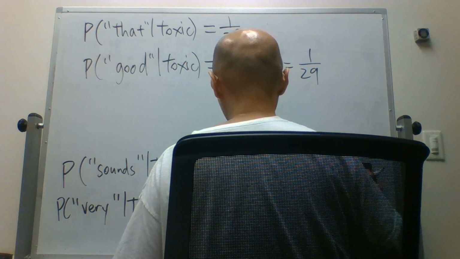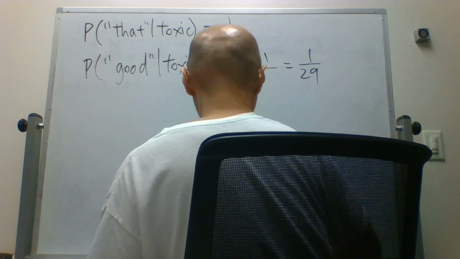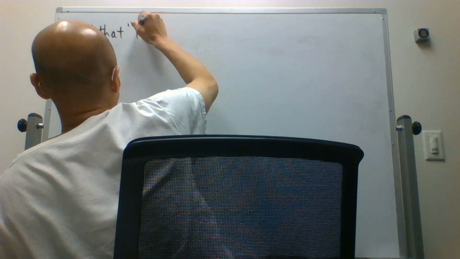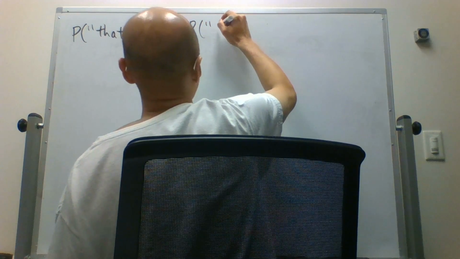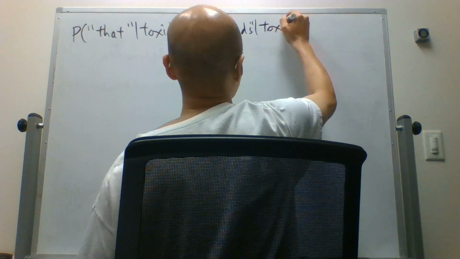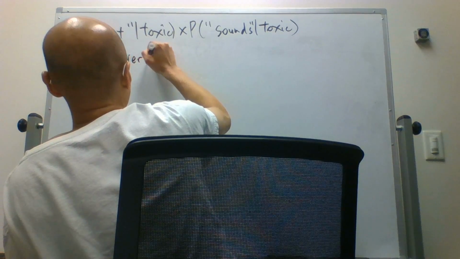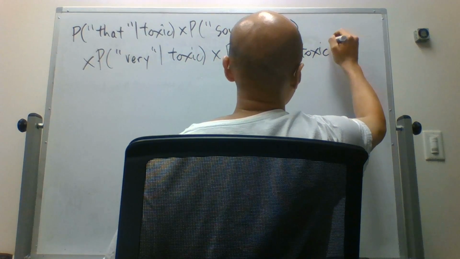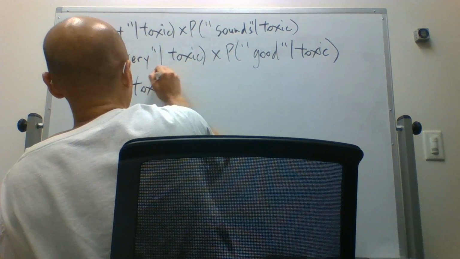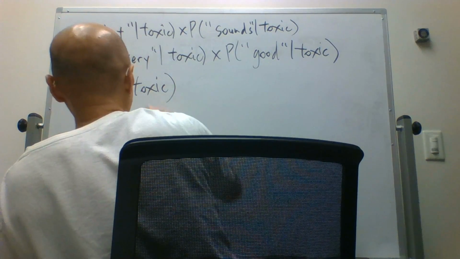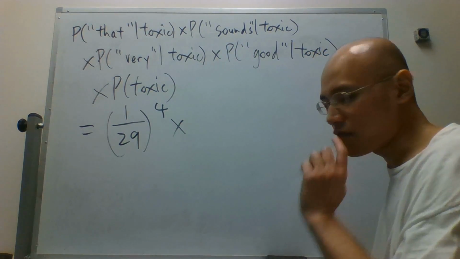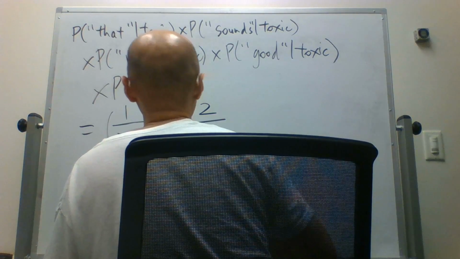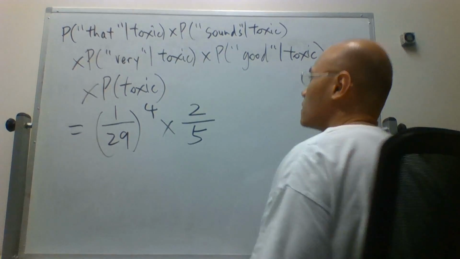So P of that given toxic, times P of sounds given toxic, times P of very given toxic, times P of good given toxic, times P of toxic. This is equal to 1 over 29 to the power of 4, times 2 toxic phrases out of 5 phrases in total. We actually don't have to calculate this number. We can leave it here. Later it will become very apparent which probability is greater.